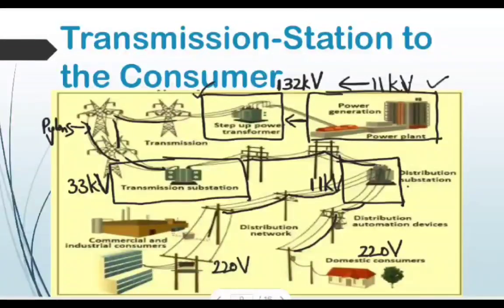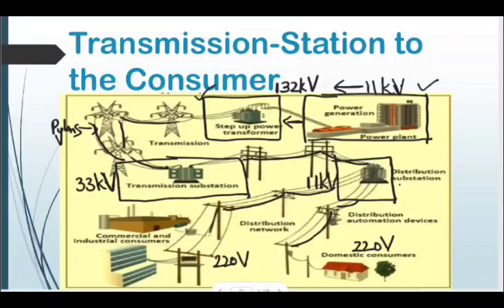Children, understood how the transmission of electricity happens from the power plant, the power station, to the consumers. Recap: 11 kilovolts, stepped up to 132 kilovolts, raised over here, then through cables given to transmission substations at 33 kilovolts, further reduced to 11 kilovolts at the distribution substation. From the distribution substation, when electricity leaves for commercial consumption and domestic consumption, it only gives out 220 volts. Hope that much is clear.